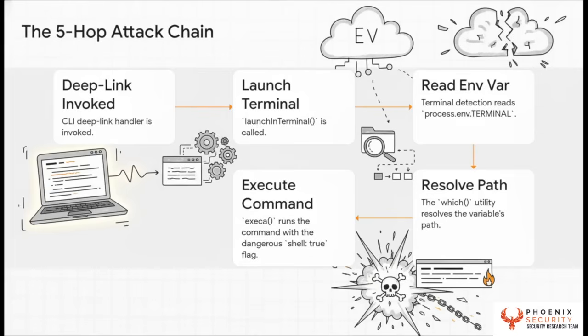So how does this actually happen? It's a 5-step chain of events, like dominoes falling. First, a deep link handler gets triggered. Think of it like a special URL that opens an app. That calls a function to pop open a terminal. Step 3, the terminal reads that poisoned environment variable we talked about. Then a utility tries to figure out the path of that variable. And finally, a library called execa runs the command, and this is the kicker, with a fatally dangerous flag.